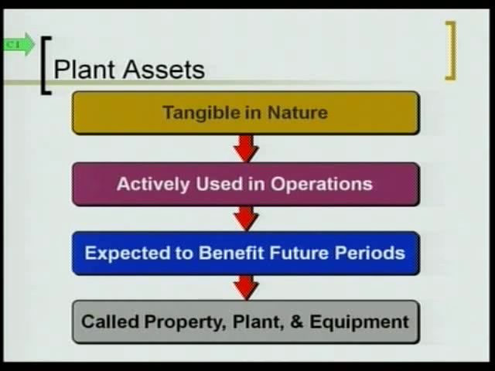Now, they don't just benefit one period. They benefit a number of periods. Like if you buy a tractor for your landscaping business, you can touch it, it's used in your operations, and it's going to provide benefits for a number of periods, isn't it? Sometimes we call plant assets property, plant, and equipment, or PP&E. That's what we're going to talk about in this chapter.